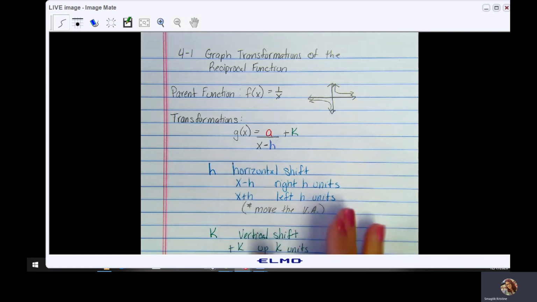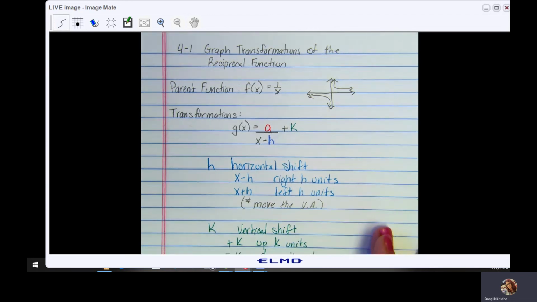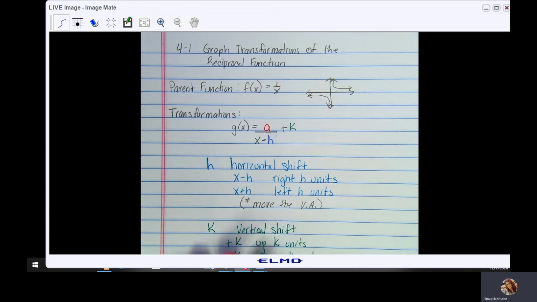So your transformations, this should all look very familiar to you. It's still going to apply the same way that it does for quadratics, cubics, quartics, quintics, etc. So your h value, that's your horizontal shift. Everything is either being moved left or right. If you have a minus h, that means your h value is positive, so positive values move right.